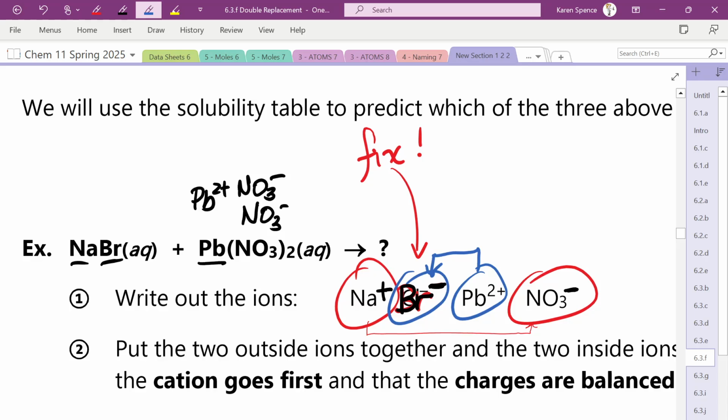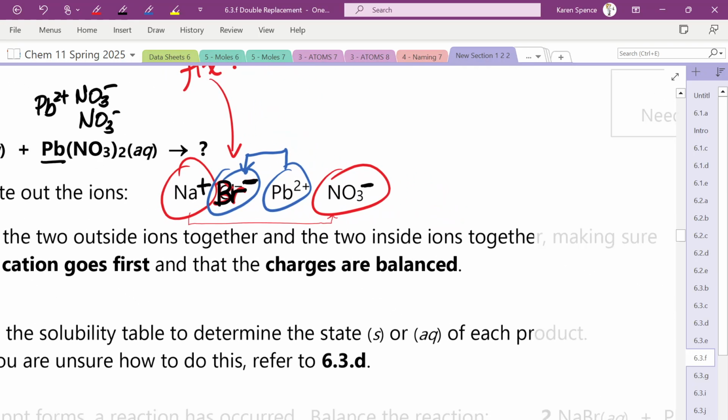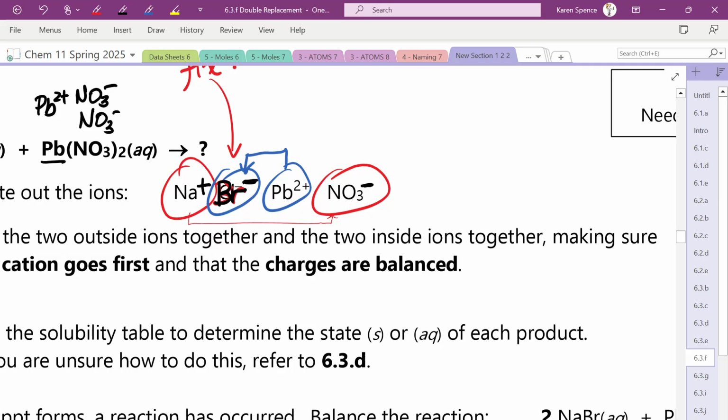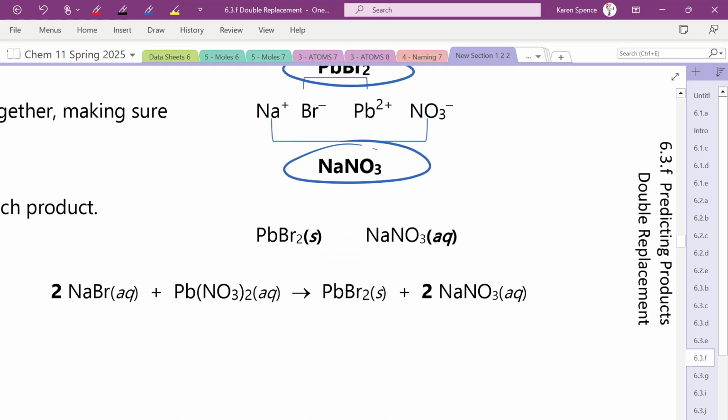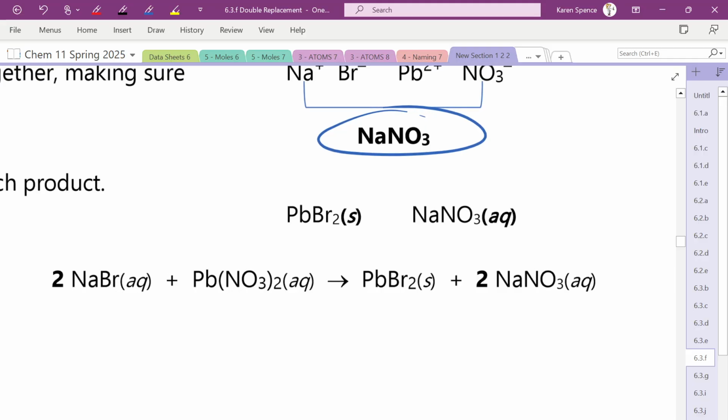Okay, so when you predict the products, split up all the ions, write them with their charges, combine the outside ions, then combine the inside ions. Okay, so we would then have outside ions give us NaNO3, inside ions give us PbBr2. So our products are NaNO3 and PbBr2. And of course, once you have your products correctly predicted, you must balance that reaction.